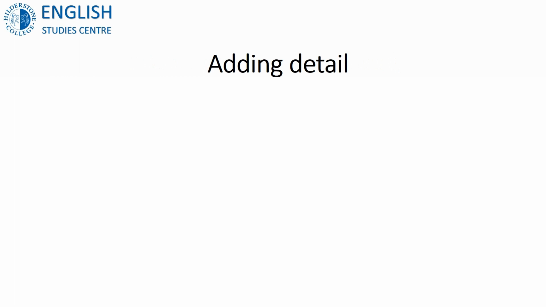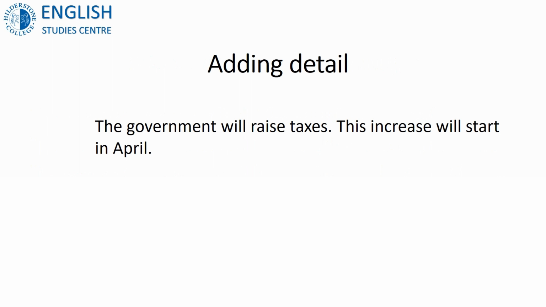Finally, we're going to look at present participles to add detail. The government will raise taxes. This increase will start in April. Now, although this is two independent sentences, it's still quite a nice combination because you've got this increase, which is a kind of shell noun or general noun, which refers back to the idea of the taxes being raised. Academic writing often does this, so this isn't a bad example at all.